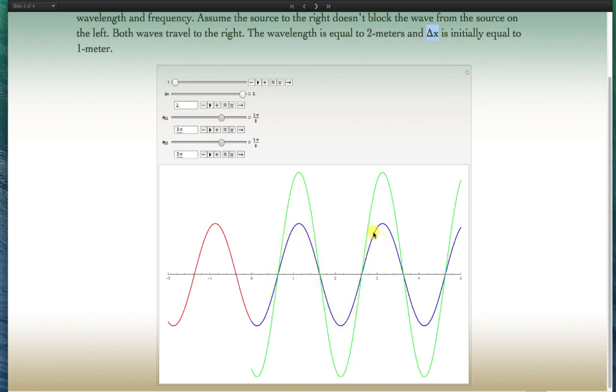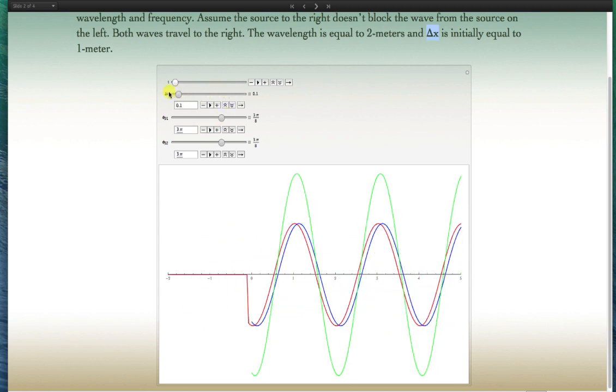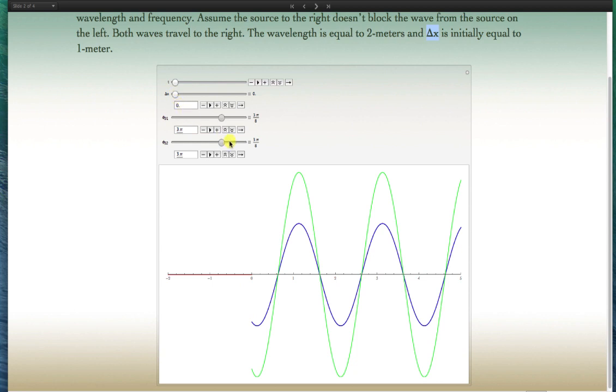And so the two waves overlap perfectly, maximum on top of maximum. We have constructive interference. So we can adjust all these different things. If we have, let's bring the distance back to 0. If we bring the sources to the same location, again we have them overlapping completely. We have one source at 0 and another source at 0.